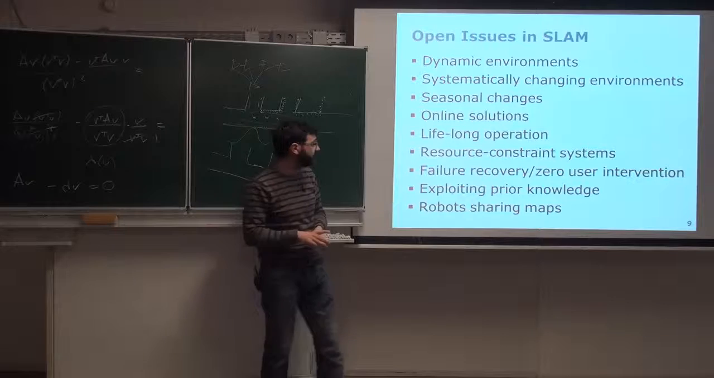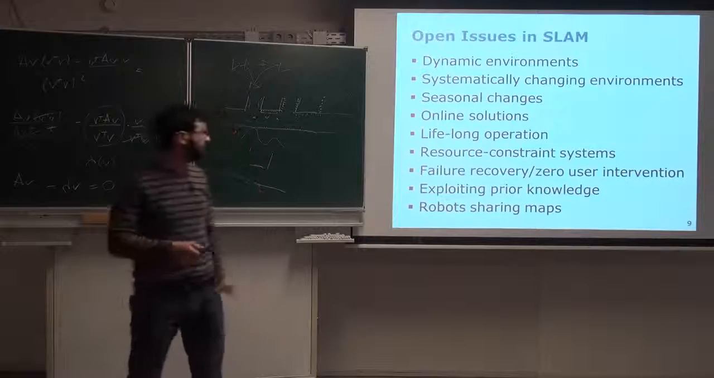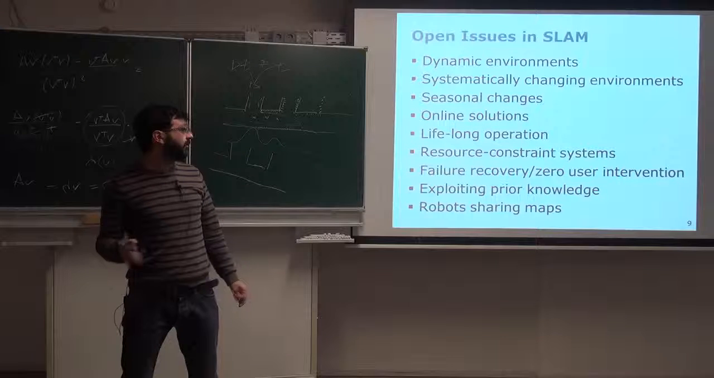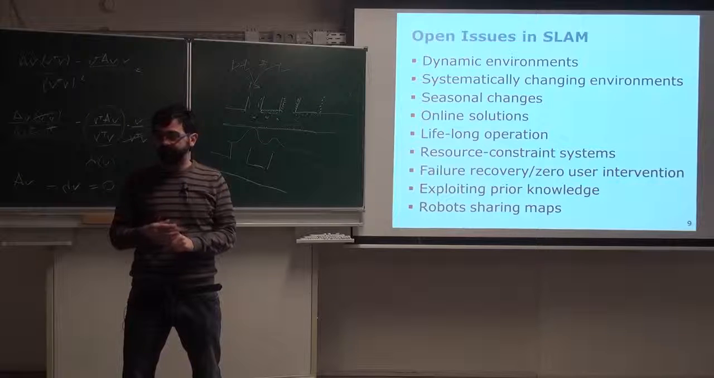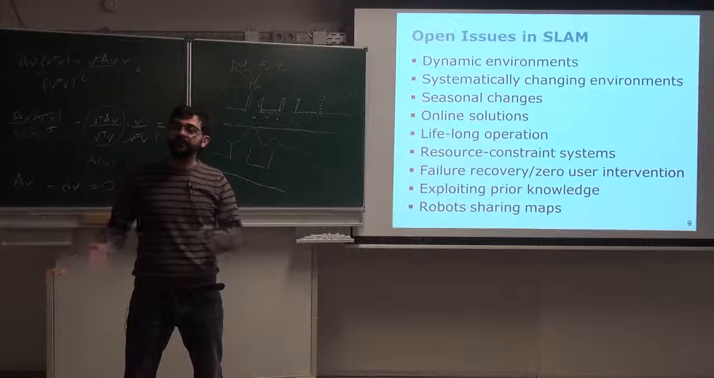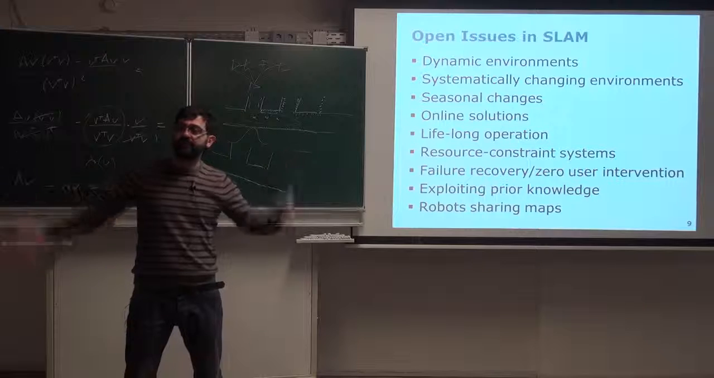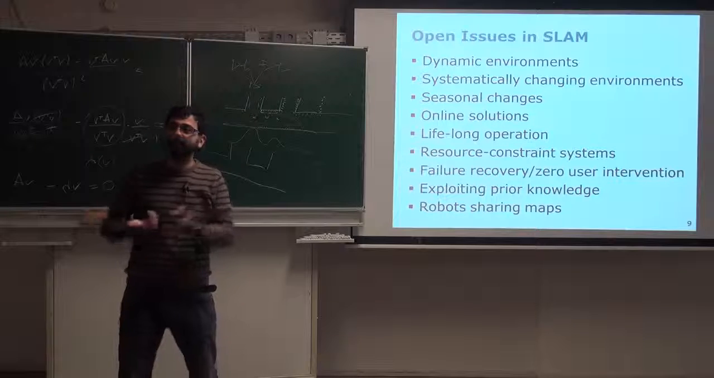This whole problem here. Prior knowledge, sharing maps between robots, or from another point of view, which is related but more related to localization: can I use any information that I have to help me? Like now there are maps of the world. I can take a phone and there is Google Maps and I can see where I am. Can a robot use that?